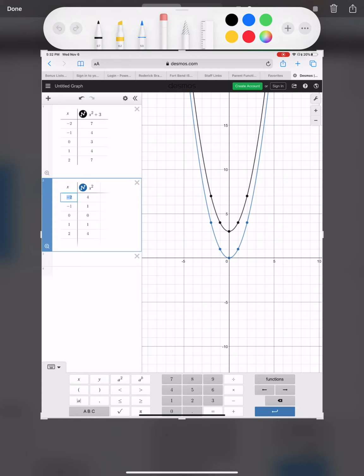For -2, let me do it in red. For the x squared function, we had 4, but for the x squared plus 3 function, we had 7. So that's a change of 3. And each time, each one of these is a change of 3.